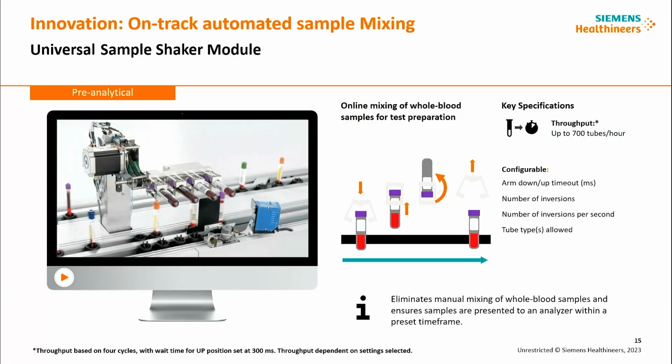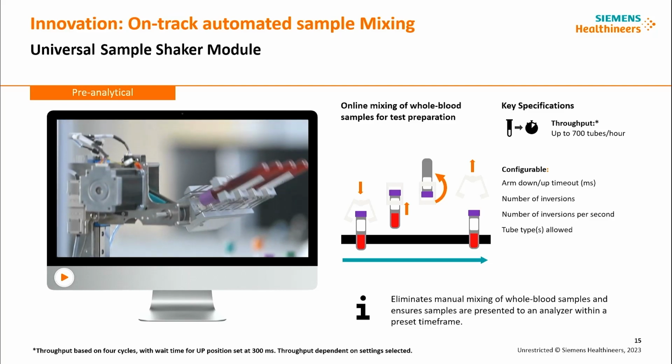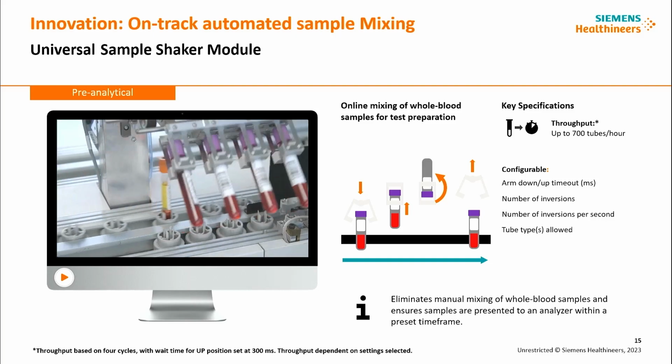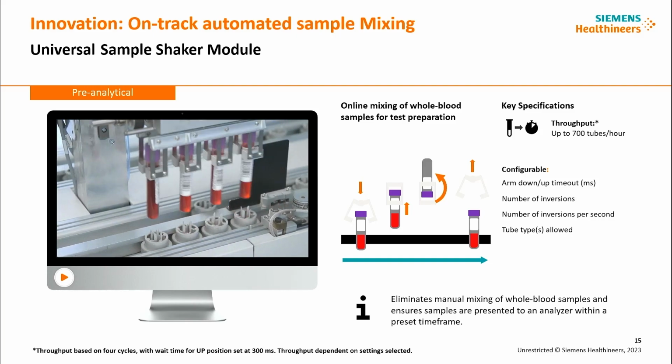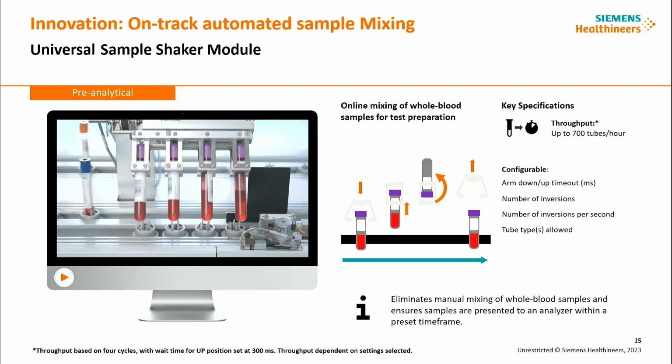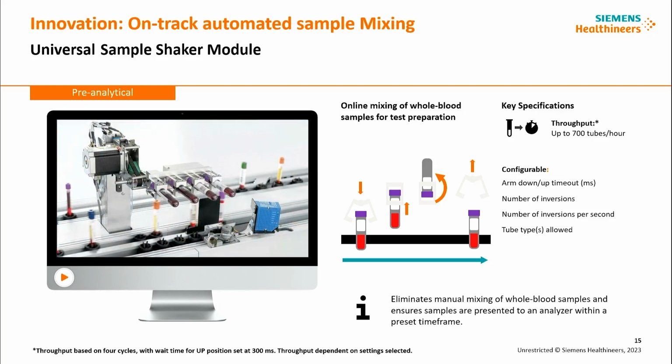Also, we have something unique for Siemens, the on-track automated sample mixing. So we have the mixer that mixes the sample before testing and some special assays like HbA1c with a throughput also of 700 tubes per hour, and it can be placed also on the automation.